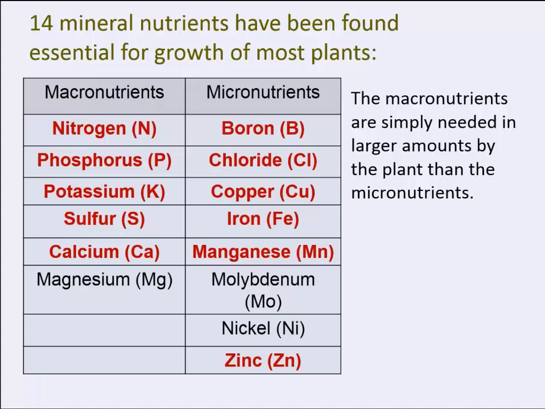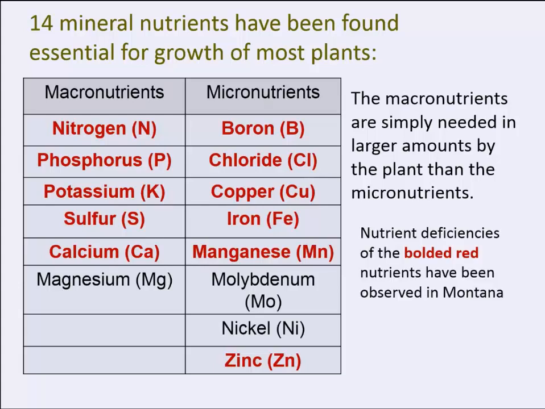The nutrients are broken into 2 groups: macronutrients, there's 6 of, ranging from nitrogen to magnesium, and micronutrients, there's 8 of, ranging from boron to zinc. The ones that are shown bolded in red are ones that I or others have observed nutrient deficiencies of in Montana, so I'm only going to focus on those today and not the ones that we've never seen deficiencies of.